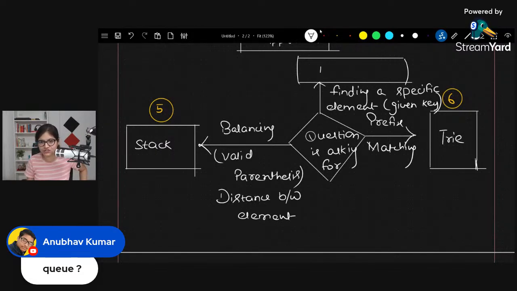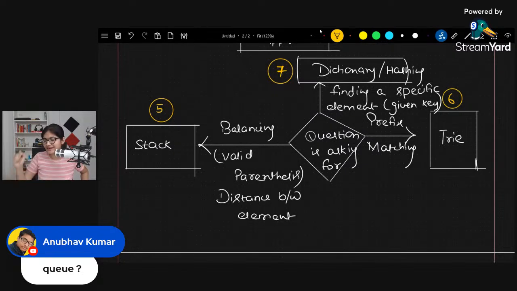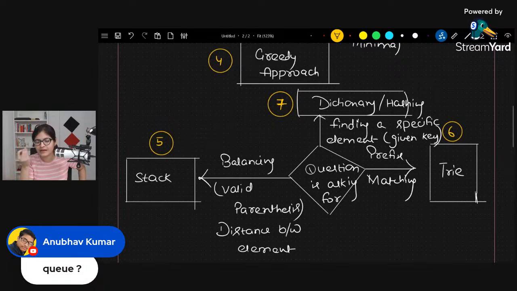Can I say it will be dictionary or hashing based data structure? Anything you can say? Seventh important concept. I hope everyone agrees with me, right? In hashing, we always deal with something called as key value pair, and if suppose given a key, you will be able to get any kind of a value very, very easily. Yes or no? Is that fine?